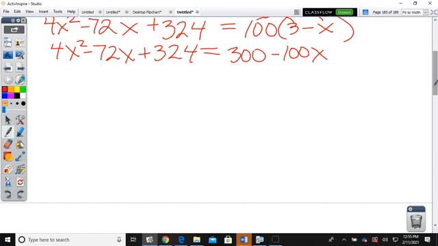Okay. It's a quadratic, so what do I need it equal to? 0. So I'm going to subtract 300 over and add 100x over to the other side.